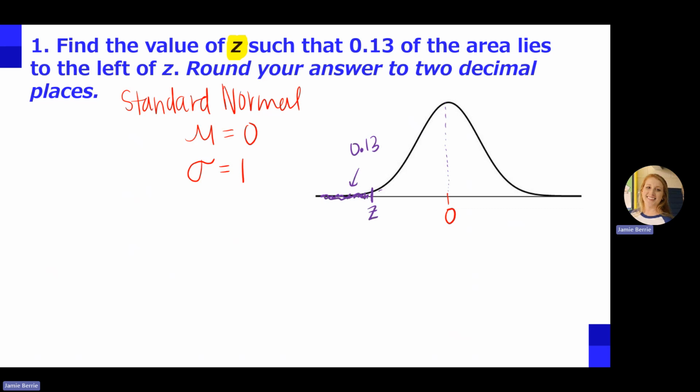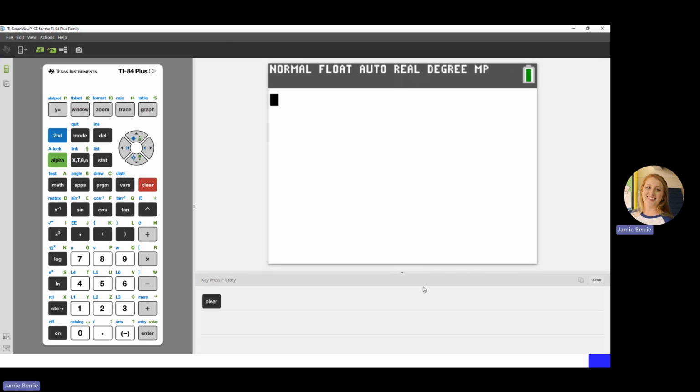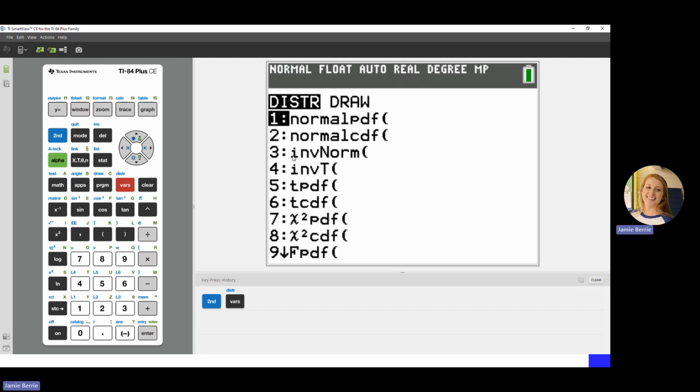Okay, now we can grab our calculator. Let's clear everything out. Right now, I'm going to go to second vars. So the same place that I've been going to get the normal CDF, I'm still clicking the same button. So second and then the vars button. And then I'm going down to option 3. I've been using option 2. Right now I'm going to use option 3, which says INV norm.